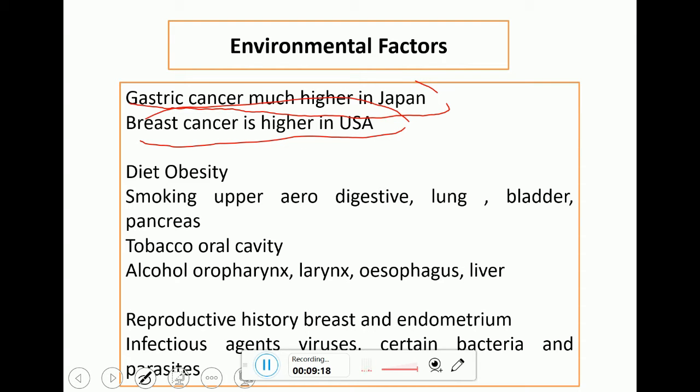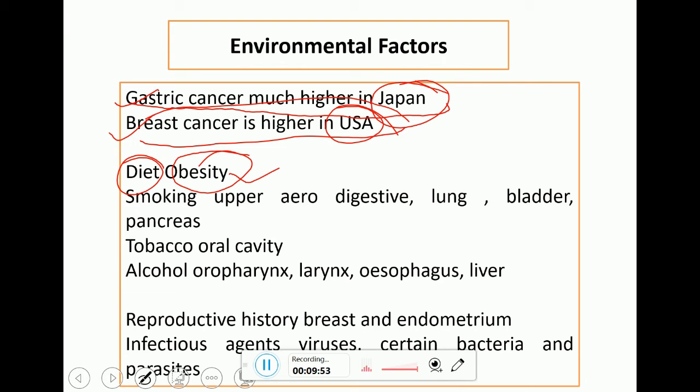Because a particular individual is exposed to a certain combination of environmental factors which supports gastric cancer in the case of Japan and breast cancer in the case of the USA. A major factor which plays a crucial role in the development of cancer is diet. There are various researches in which obesity has been linked to various disorders, including cancer. So an obese person is at a higher risk of developing cancer than a non-obese person.